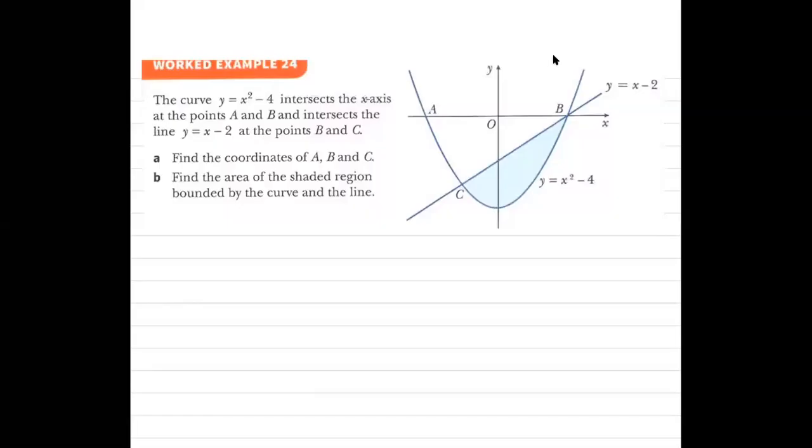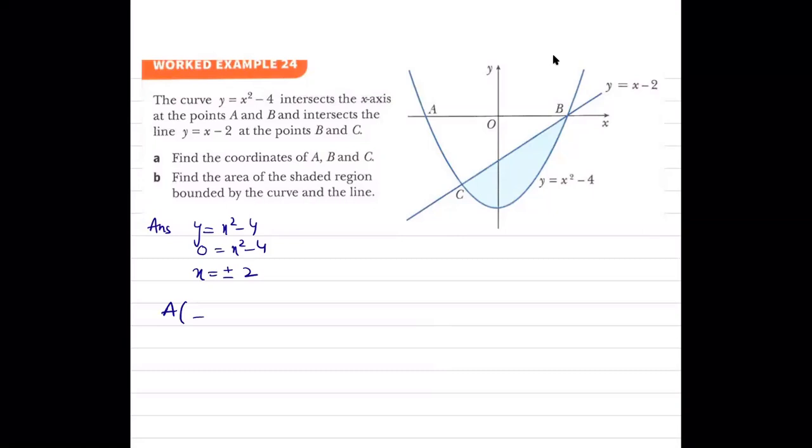All right, so this question says that the curve y equals x square minus 4 intersects the x-axis at the points A and B, and the curve intersects the line y equals x minus 2 at the points C and B. You need to find the coordinates A, B, and C. To find the coordinates of A and B, I can just use my equation of the curve and set it equal to 0. You're going to get plus minus 2. Obviously A is minus 2 comma 0 and B is 2 comma 0.